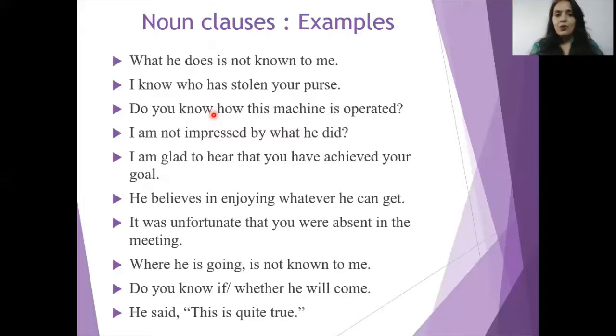Do you know how this machine is operated? Do you know? Though this is an interrogative sentence, you is the subject, know is the verb, and it gives complete sense. So this is the principal clause. Do you know? What do you know? You can raise the question: what do you know? How this machine is operated. If it is only how this machine is operated, this is a dependent clause.